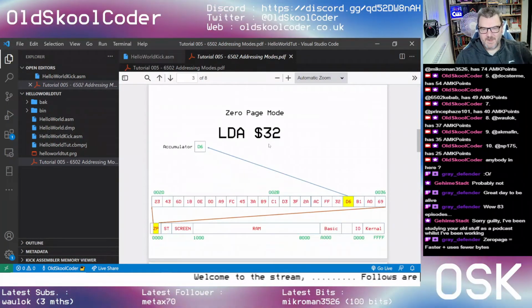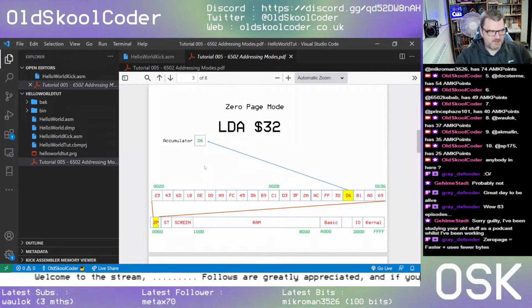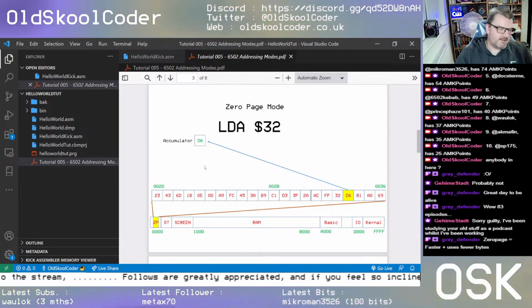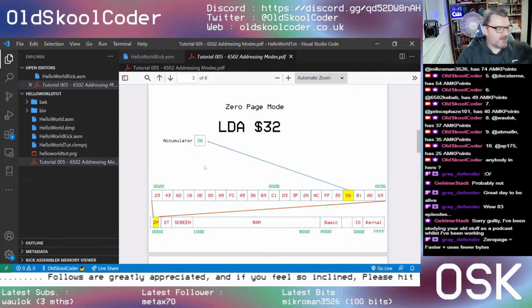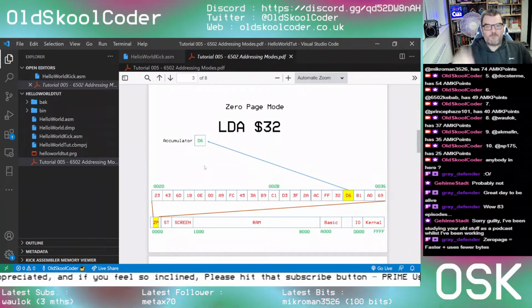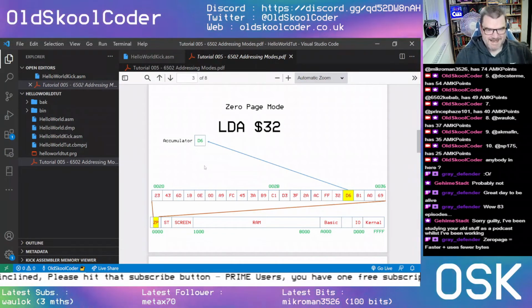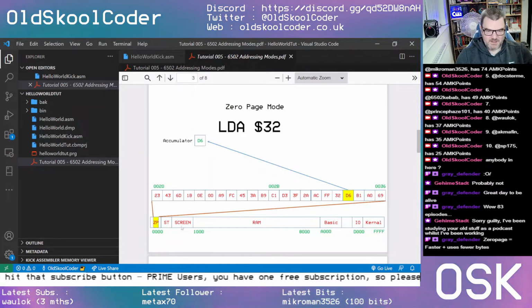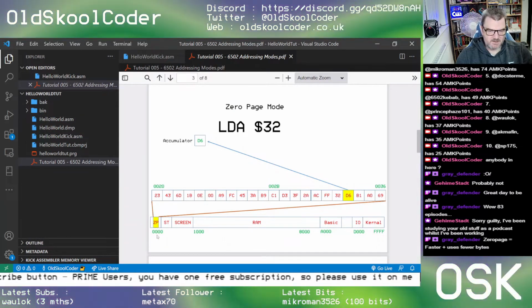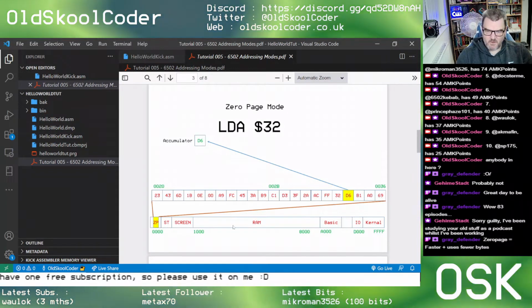So, first thing. We've spoken about immediate mode. Dead easy. Load 10 into that. That's all I'm going to do is load 10. So, first mode of significance is 0 page. Like I said, 0 page lives right at the start of the memory stack. So all this is 64K.